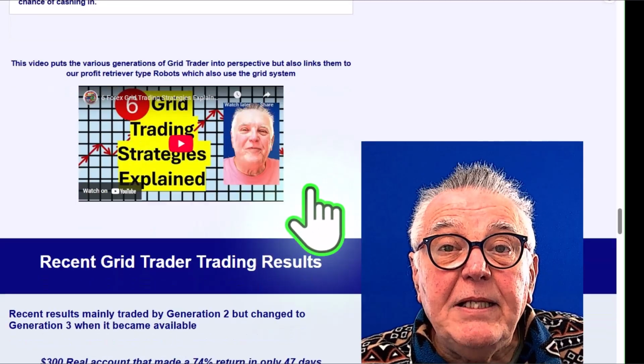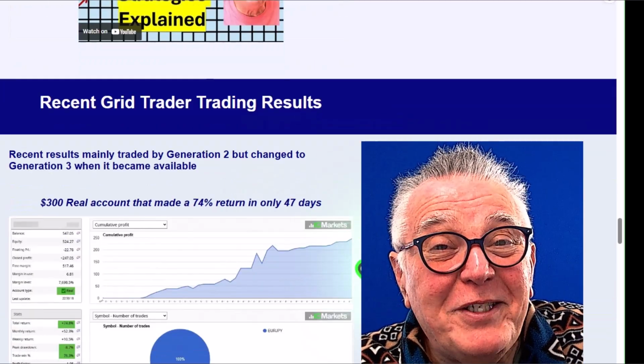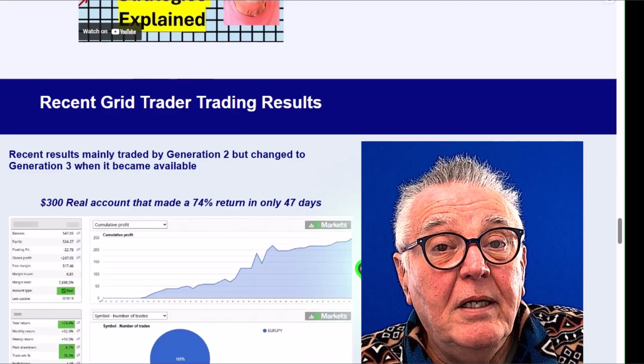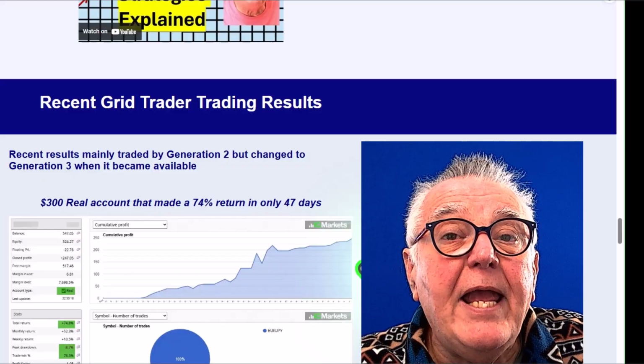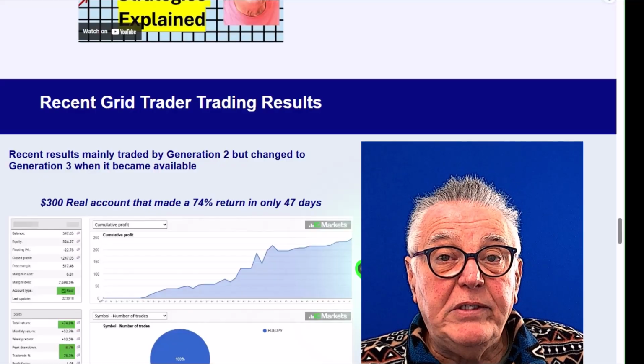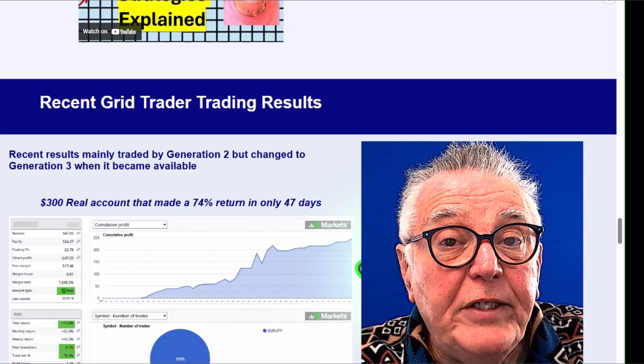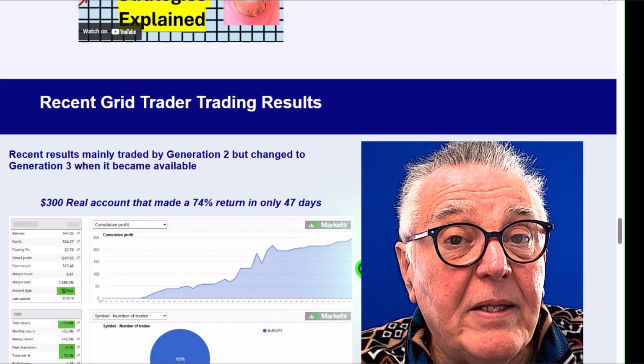Now here's the most important part of this page. It's the results. I've told you all the technical stuff about the EA, but what if it isn't achieving results? And this is one of the main motivations why we are more than doubling the price.